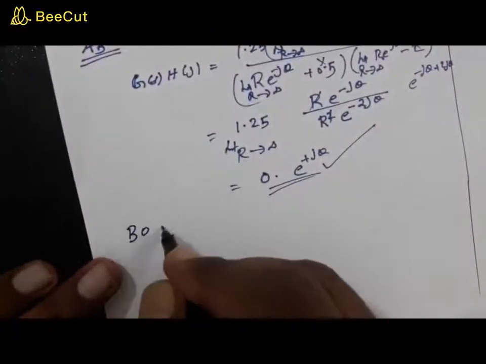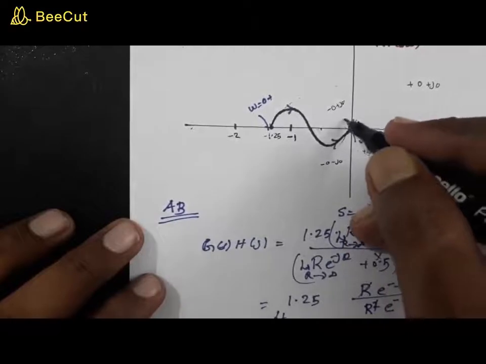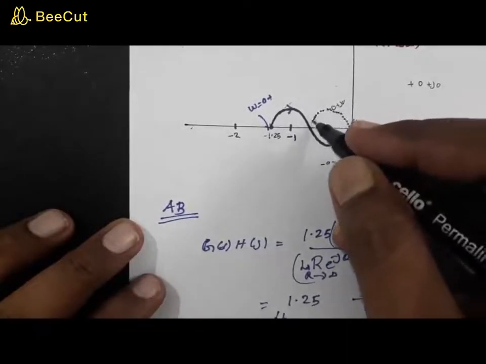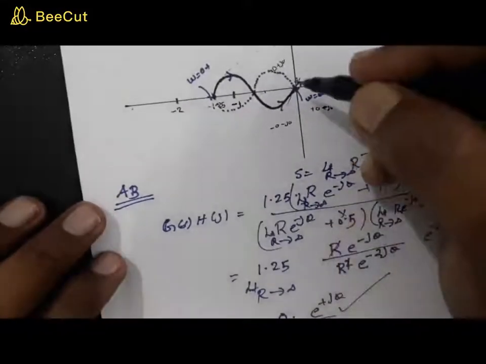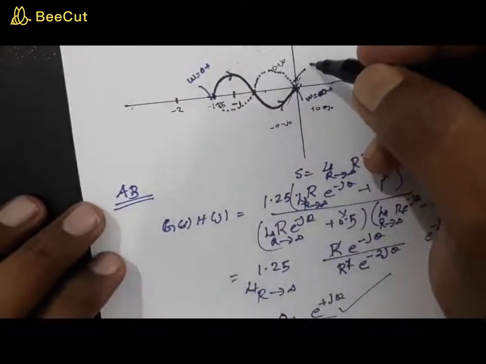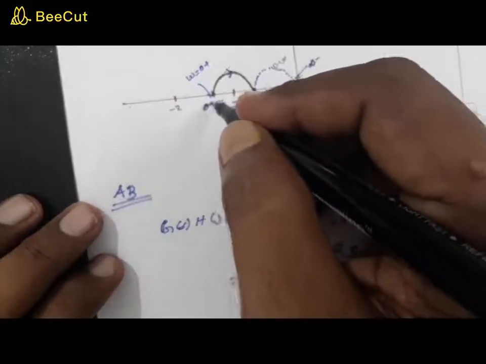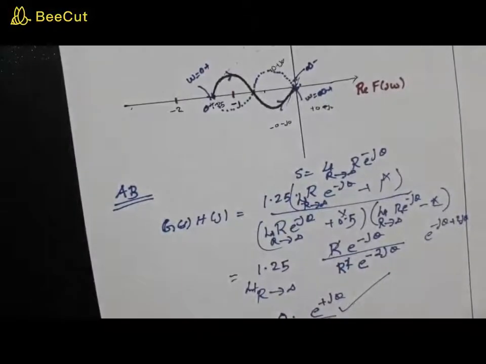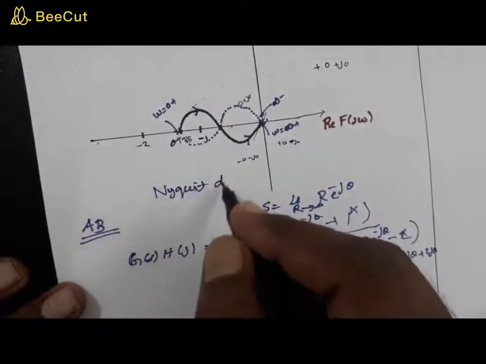Now after this, how will you plot BO? BO again starts from here, right? BO is nothing but the mirror image. You need to draw it as dotted lines like this. Okay, so you'll be getting a graph like this. So this must be your infinity minus, and this is 0 minus. Okay, so this is how things are going. So this is what is called a Nyquist plot or Nyquist diagram, right?